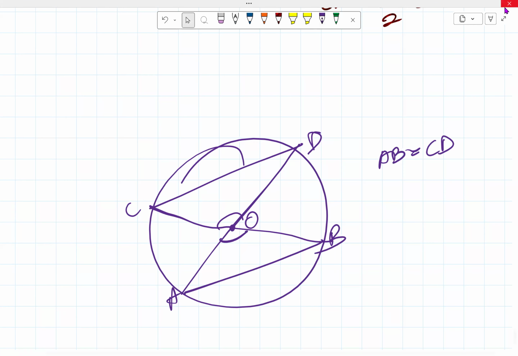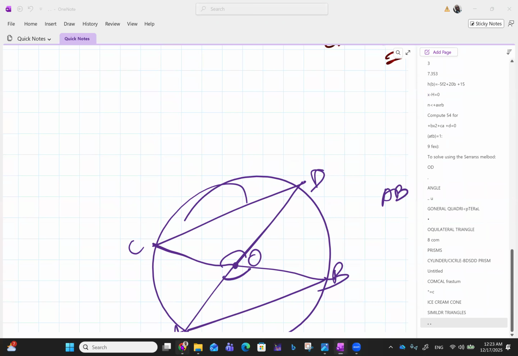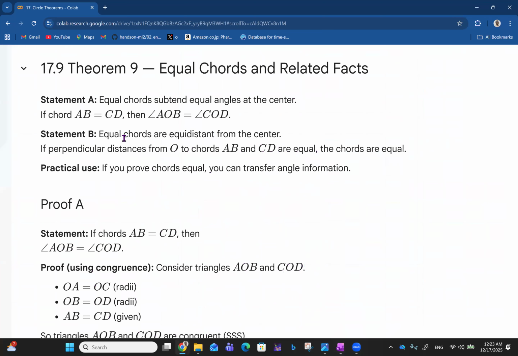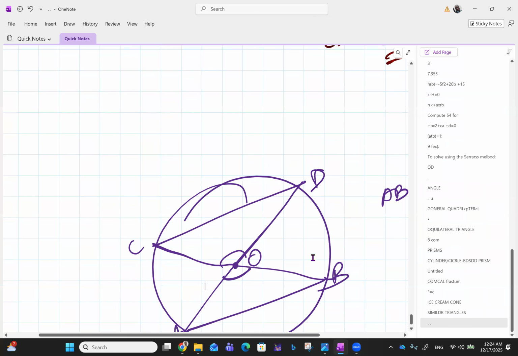That's the first statement. Let's look at the second statement. Maybe they are kind of corollary. Equal chords are equidistant from the center. Aha. So equal chords are equidistant from the center.